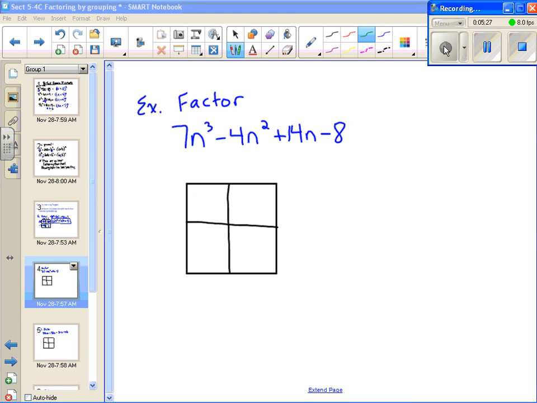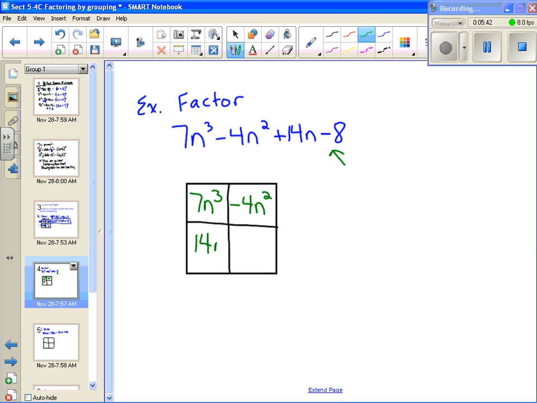Okay, the way that I had that problem written was not factorable. I had the wrong number written down right here. I intended that to be a minus 8 instead of a minus 18. So now we have it fixed. So we have 7n cubed minus 4n squared plus 14n minus 8.